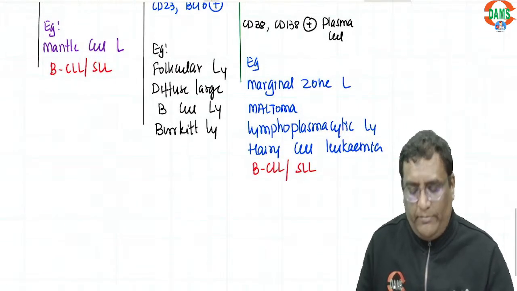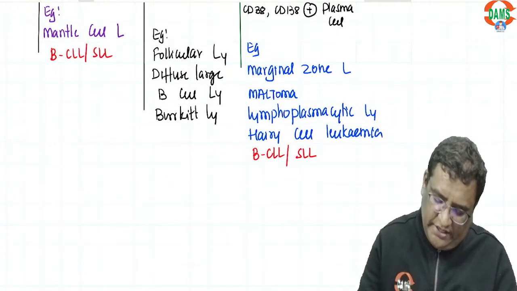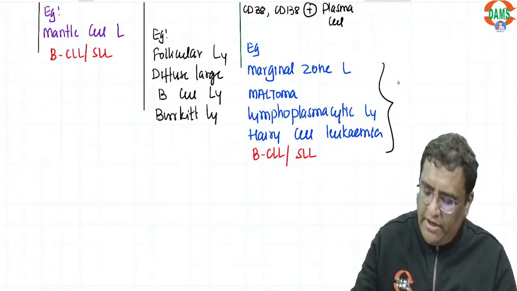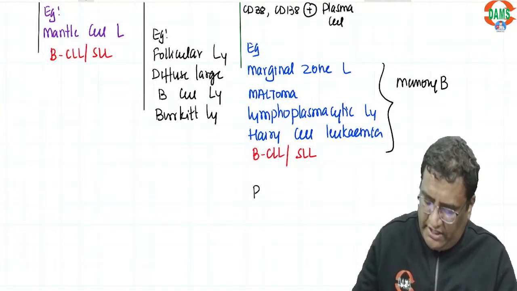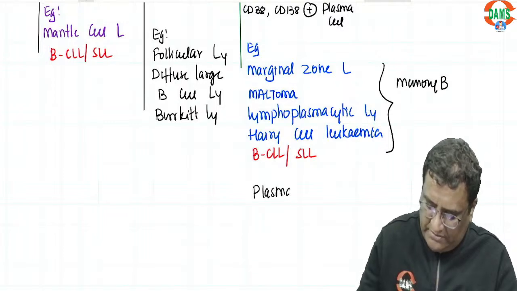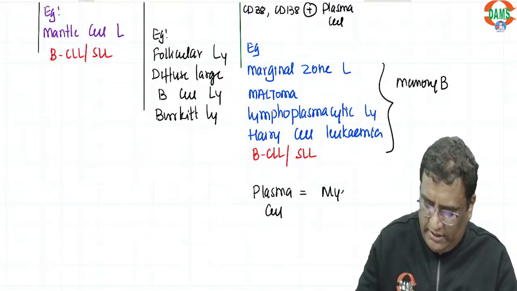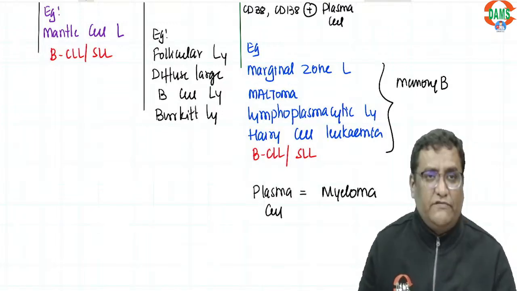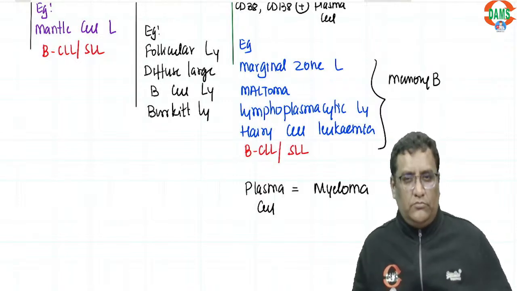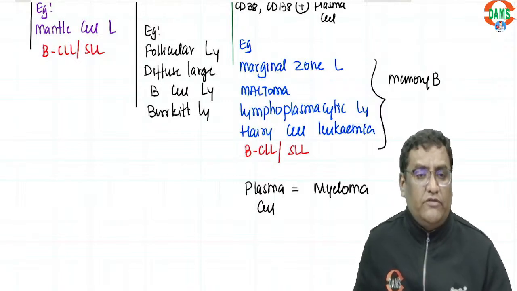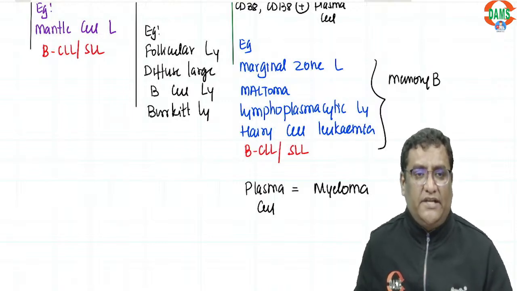Now, so let me look at further now. One more I want to write. So all these until now, whatever I have written, these are from what? Memory B, isn't it? Memory B cell. The one which is arising from plasma cell neoplasm. What is the plasma cell neoplasm? The plasma cell neoplasm is myeloma. Plasma cell neoplasm will be myeloma, by the way. So I hope all of you are now clear with your basic understanding of the lymphomas, isn't it?